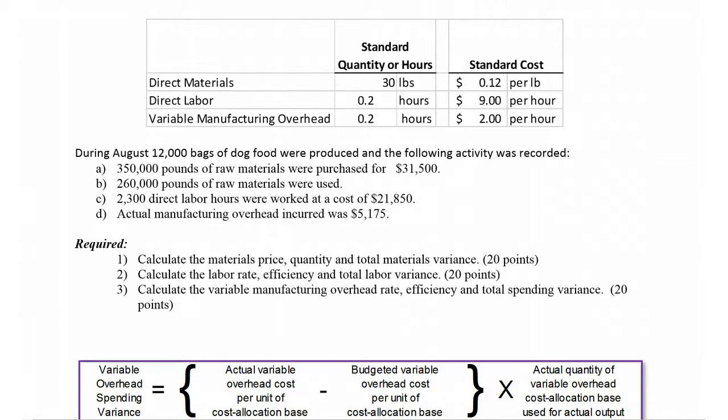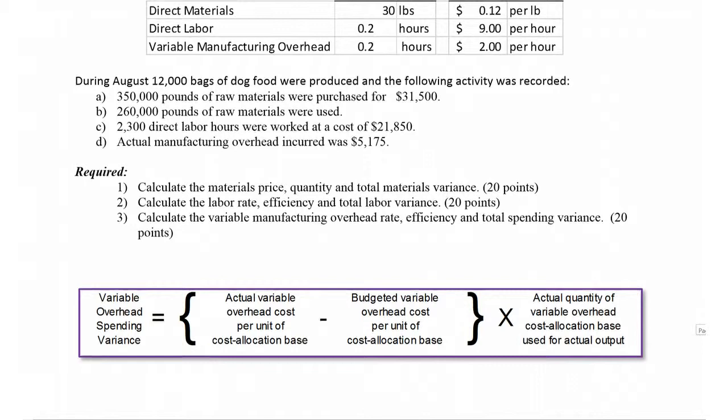The variable manufacturing overhead variances are actually very similar to the material and labor variances, and thank heavens, because we can solve these fairly easily. Luckily, you didn't have to do the fixed overhead variances, which are significantly more complicated than the variable ones. Okay, so a lot of words here. Let me see if I can break it down.